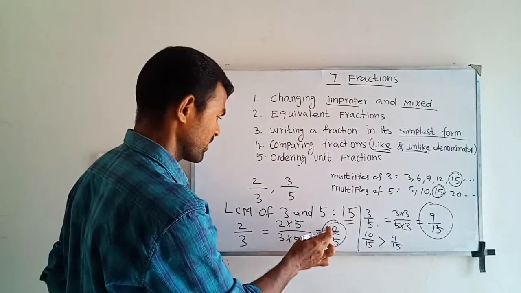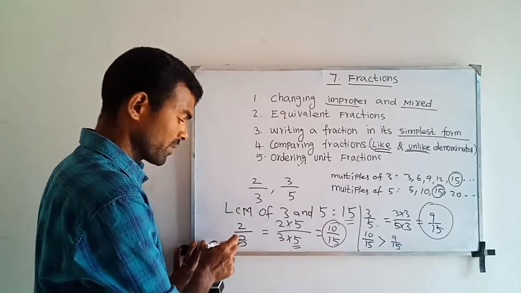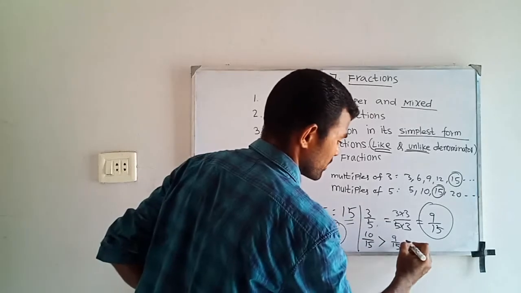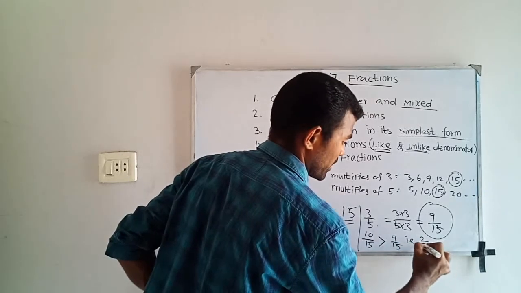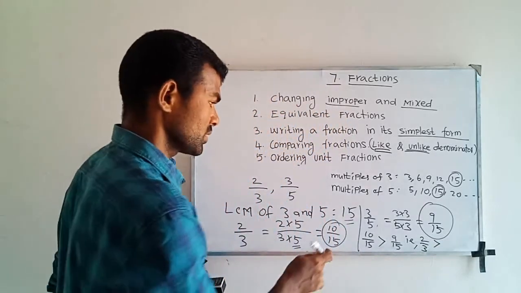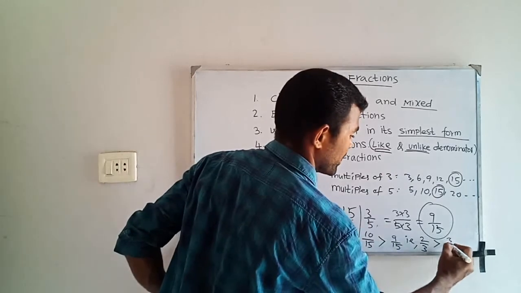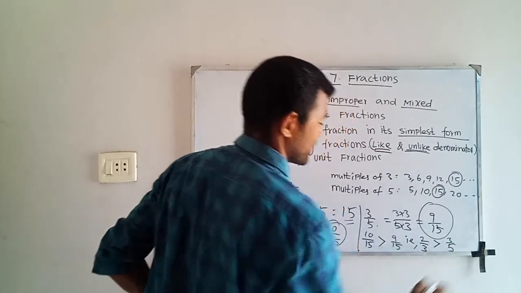So 10 by 15, where are you getting it from? You are getting 10 by 15 from 2 by 3. So that means 2 by 3 is greater than 9 by 15, and 9 by 15 you are getting from 3 by 5. 2 by 3 is greater than 3 by 5. This is the answer.